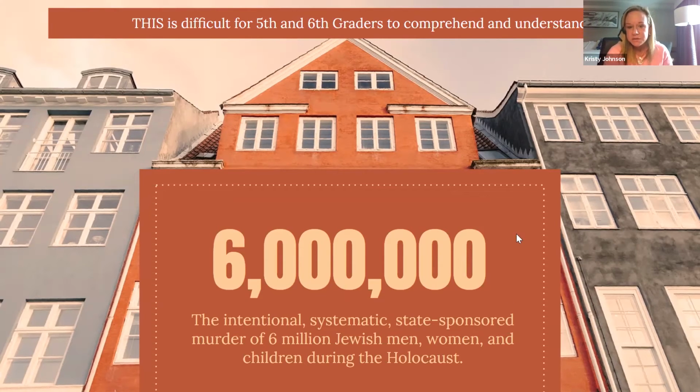Then the definition: the intentional, systematic, state-sponsored murder of 6 million Jewish men, women, and children during the Holocaust. With the younger kids, we have to be careful about these words: systematic, intentional. Intentional, we can explain. Systematic, we can explain. State sponsored, they don't understand state. They're going to think Wisconsin, they're going to think Illinois. Those kinds of things we have to try to explain if we're going to use the words. If our kids can't understand those words, they're not at that level.